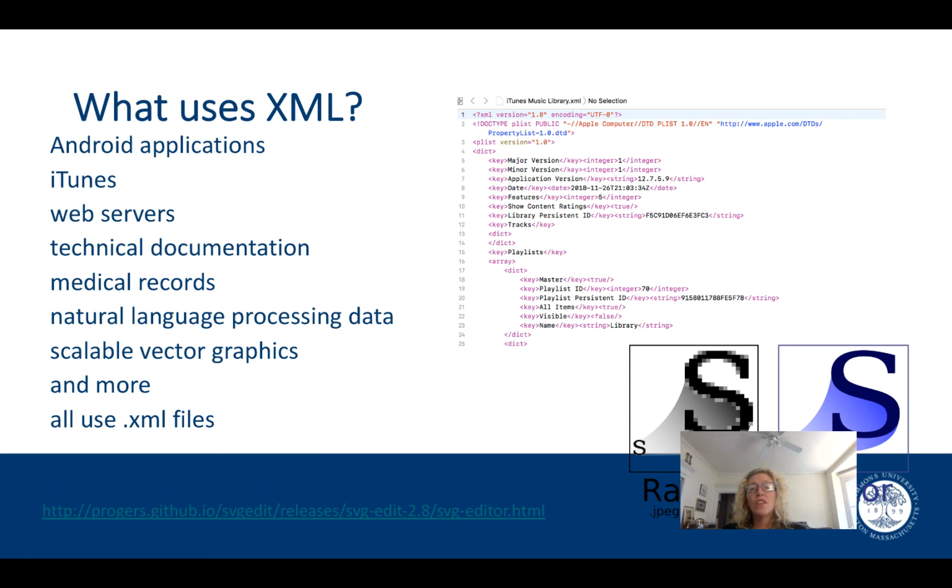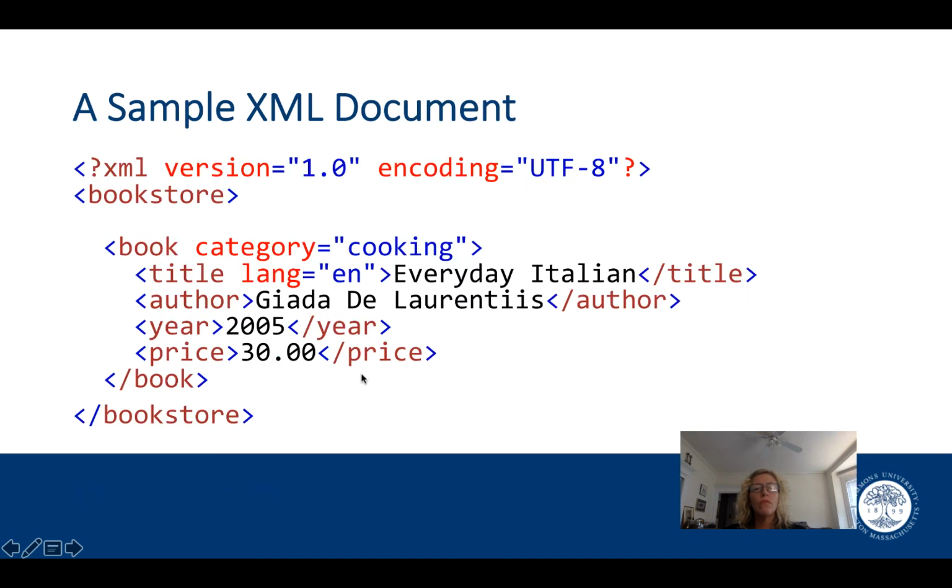So what uses XML? A bunch of things. These are just some examples: Android applications, iTunes, web servers, technical documentation, medical records. All of these things can use XML. Here's a sample XML document. Again, this would be for a bookstore, and this would be the title and the author and the year and the price. So that's the content, the data that's being structured in this file.